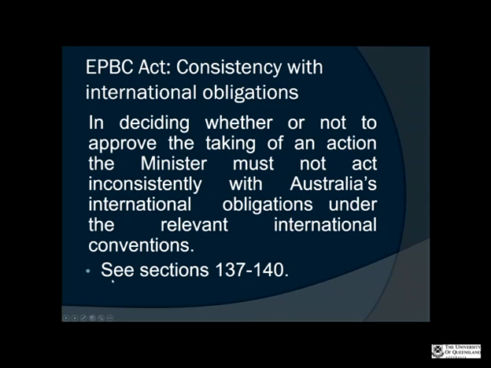So one of the other things the Minister has to do is make sure that he does not act inconsistently with Australia's international obligations under relevant international conventions.